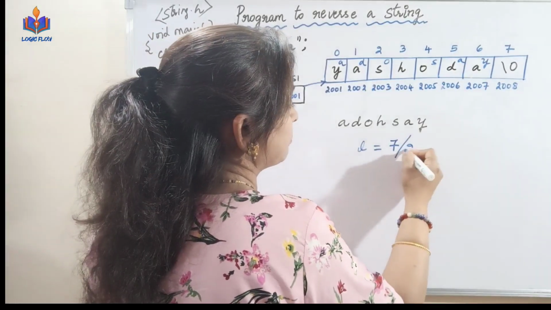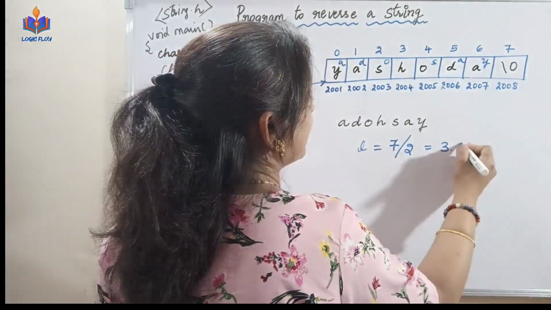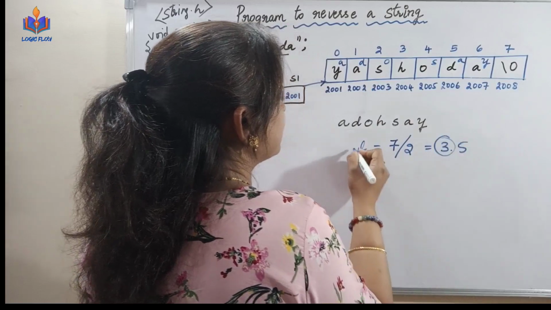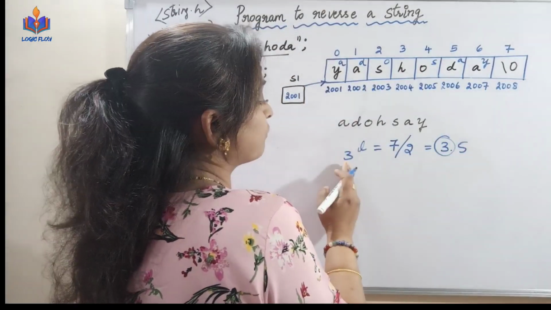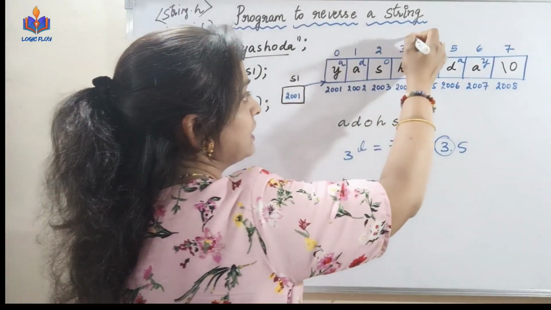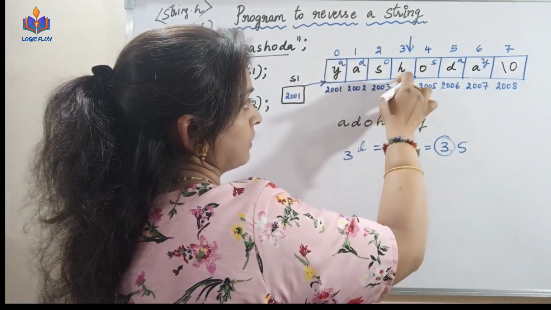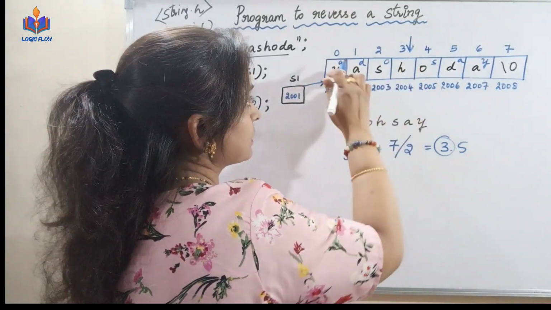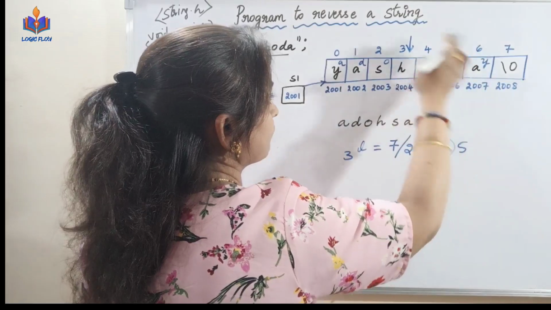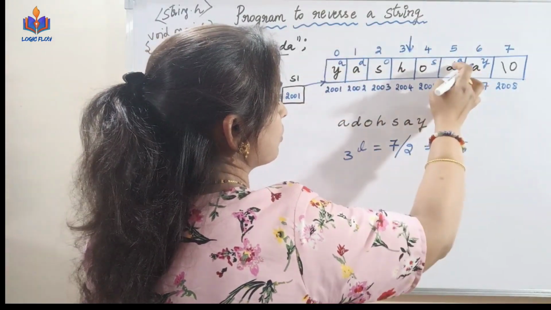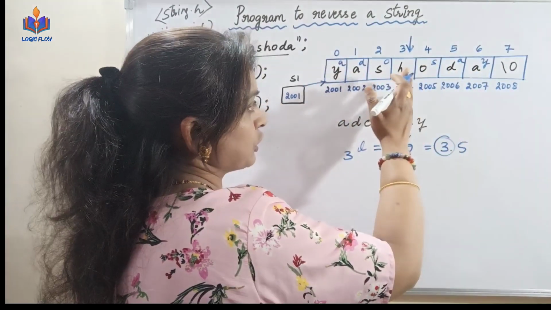So half of the length of the array we need to traverse. 7 divided by 2 is 3.5. We will take the integer part. So it is half of the array. Till here I'll traverse. So here Y will go here, A will come here, and again A will go here, D will, like this we will do the interchange.